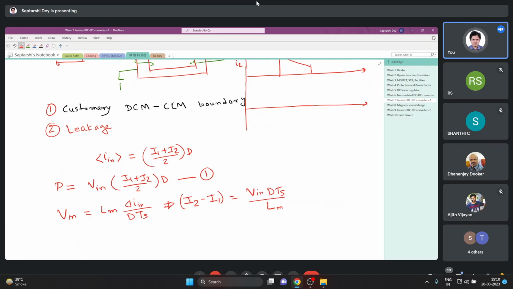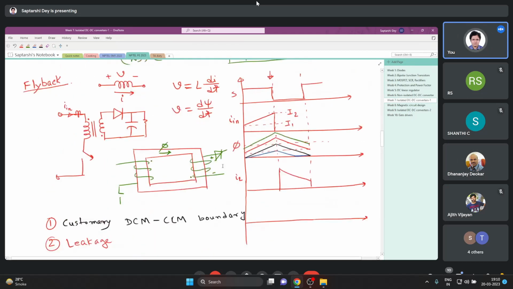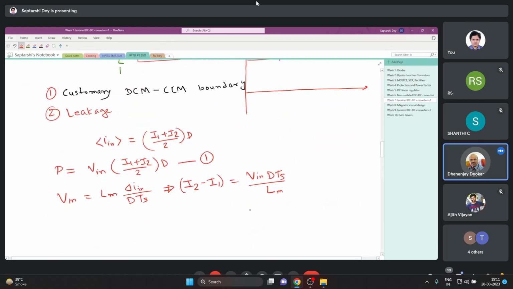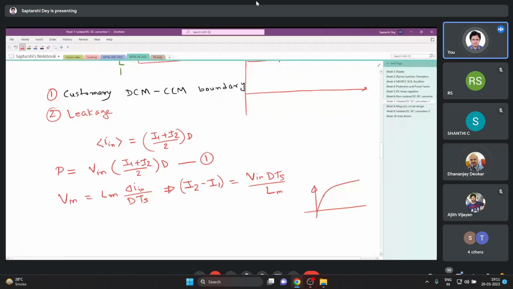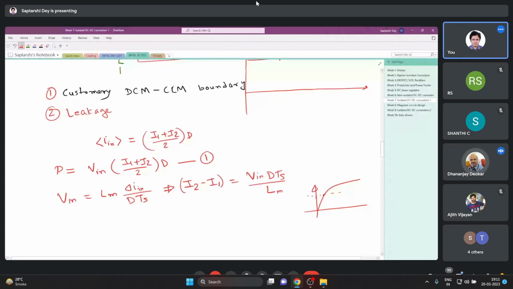Now the next thing that comes here: what is the ripple that you want to allow in the transformer flux? Not flux density, sorry, the flux phi. That delta ripple, delta phi, is the working zone of the flyback, and that has to be limited with the B max minus some ripple. Somewhere here we have to restrict it.